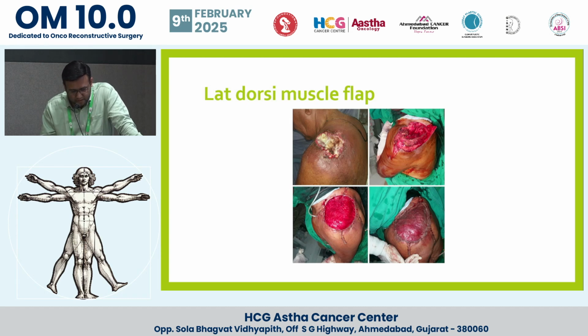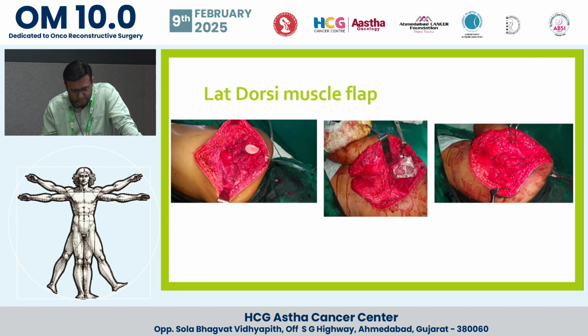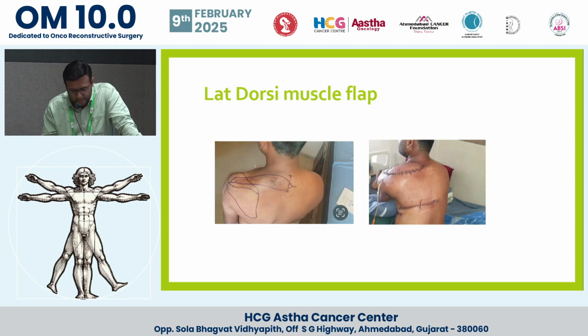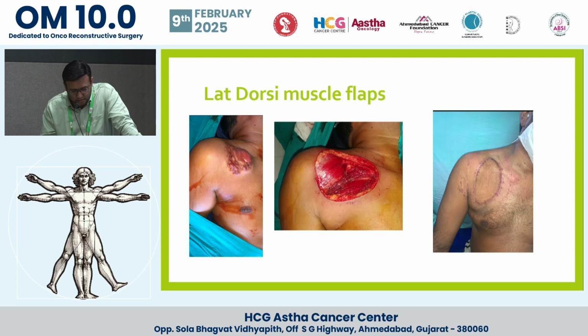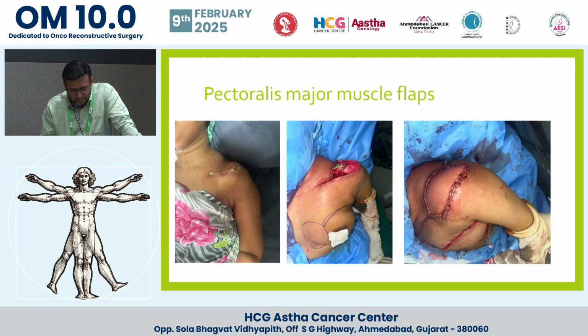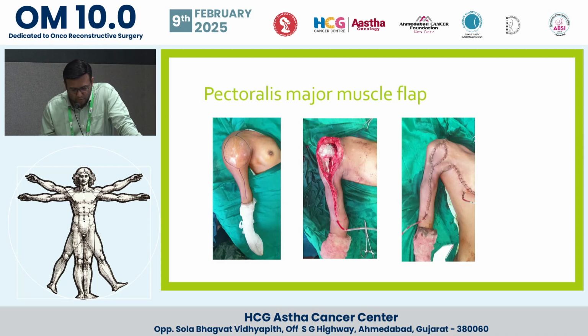So LD is for the latissimus dorsi muscle. After excision of the tumor, implant placement and mesh placement, LD nicely covered the defect. Primary closure of the donor site is done. Another case was performed with the LD muscle flap. Pectoralis major is also used for the shoulder defect. It is a robust and reliable flap with easy approach to the shoulder.